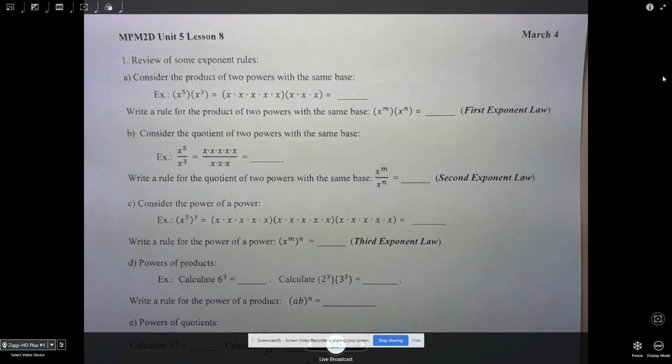Hi folks, welcome to Unit 5, Lesson 8, the last lesson of this unit. So what we're going to go over is some rules about exponents. So we're going to take a little detour from what we've been working on.